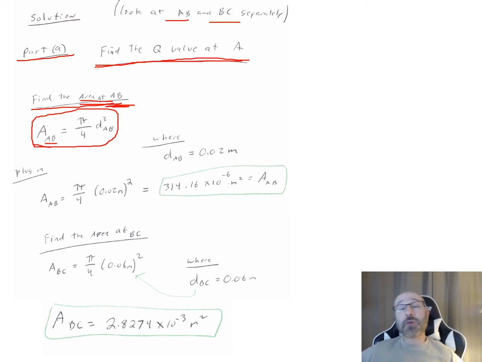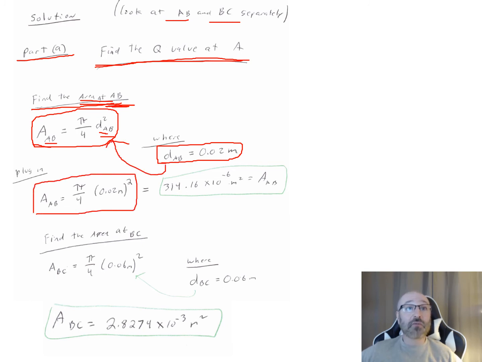So this is equal to pi over 4 times d, AB. Again, I label this. This is the diameter of AB, not just diameter. That can be confusing really quickly. This is the diameter for AB, and that's what I'm looking for here. So I back this out, solving for the area of AB by plugging in my known values, where my diameter of AB is 0.2 meters. I plug that in over here, so I end up with my area of AB equal to pi over 4 times 0.02 meters squared.